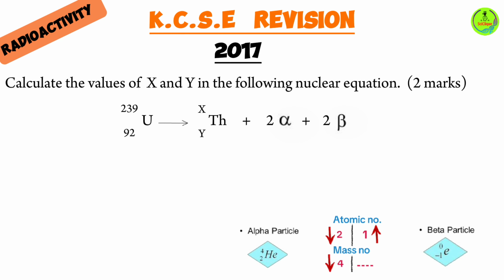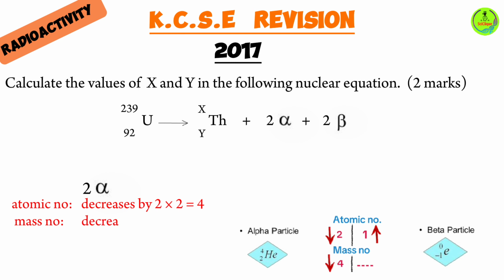So in this case, we are having 2 alpha particles being released. So what happens to the atomic number? It's going to decrease by 4, 2 by 2. What about the mass number? It's going to decrease by 8, 4 multiplied by 2. Remember, we are having 2 alpha particles released.